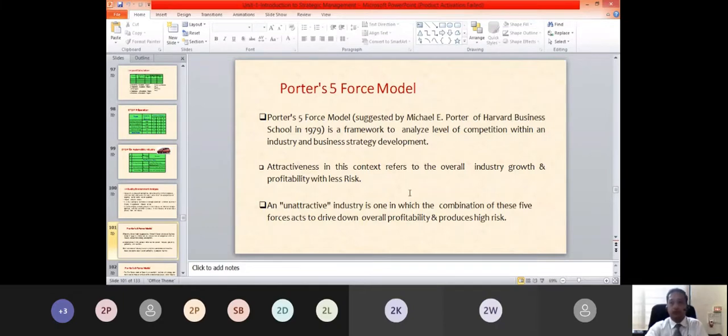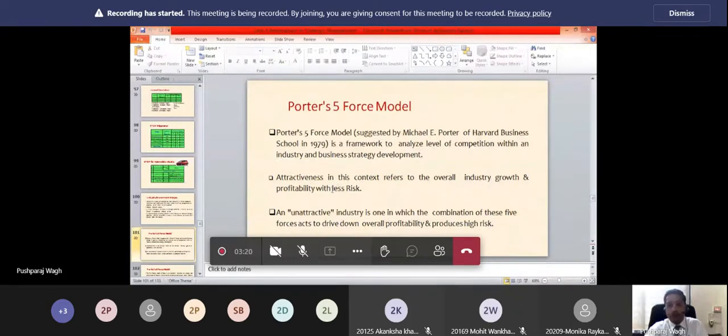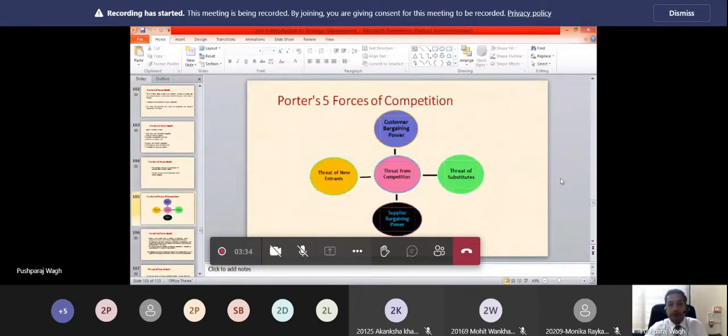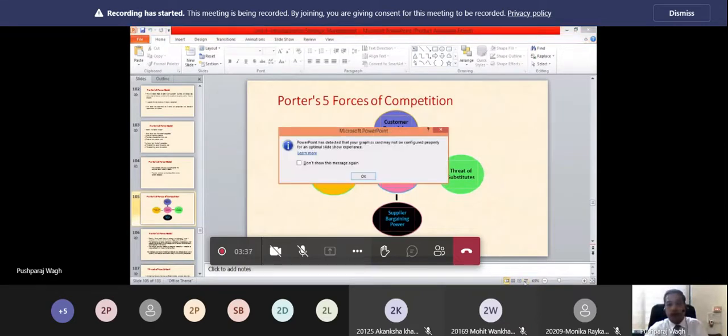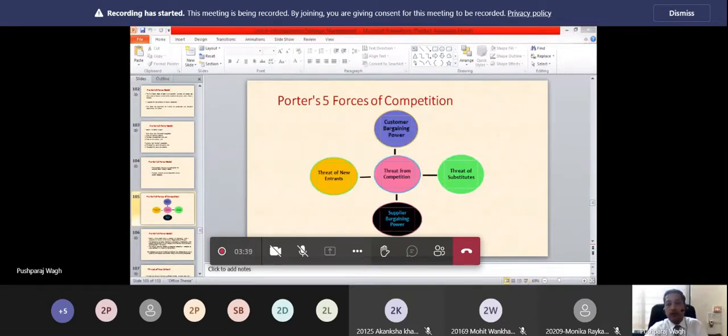So, in the last session, we discussed Porter's Five Forces model. In that, we saw that this model he has proposed for analyzing the industry competition, and there are 5 different forces, that is the threat of new entrants, threat from competition, threat of substitutes, and 2 vertical forces, that is customer bargaining power and suppliers' bargaining power, that we were discussing in the last session.